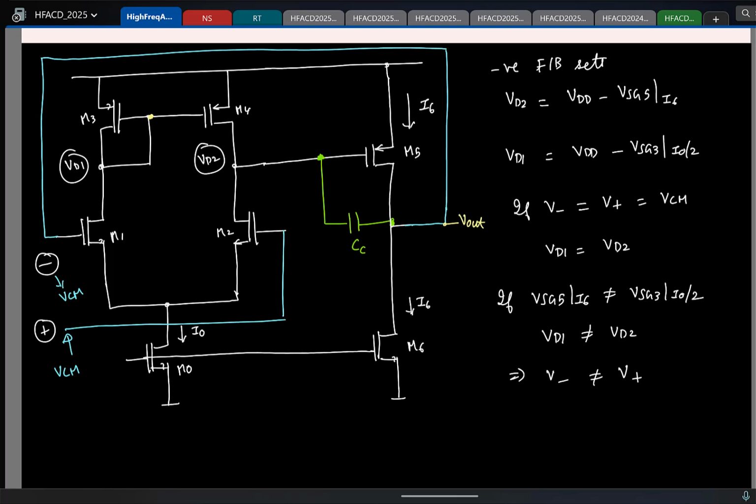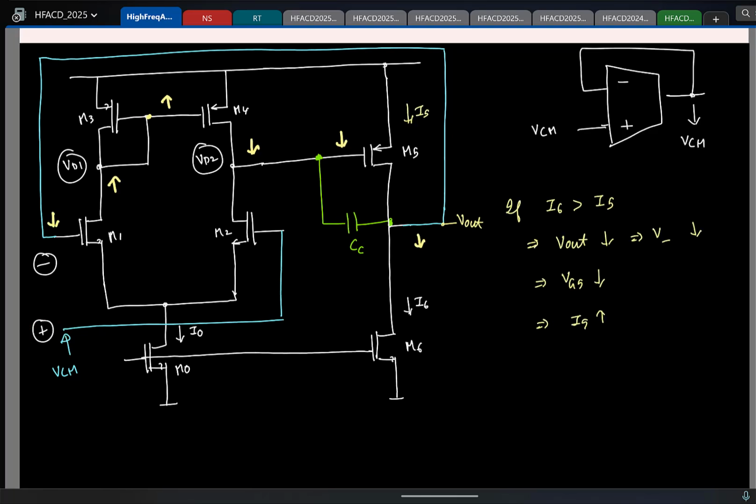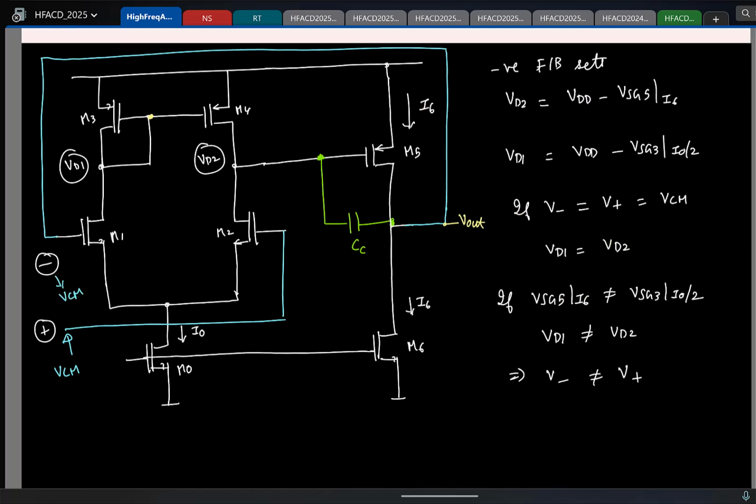But we choose the values only for the non-inverting terminal, right? I mean, this is the circuit we have. Only the non-inverting terminal we have control. We are assuming that the negative feedback will set this also to VCM, right? But looks like if you choose the VSGs to be not equal, that will not happen. Because at the end of the day, the negative feedback loop is trying to keep the currents in these two transistors equal.